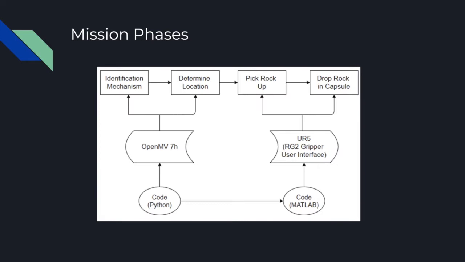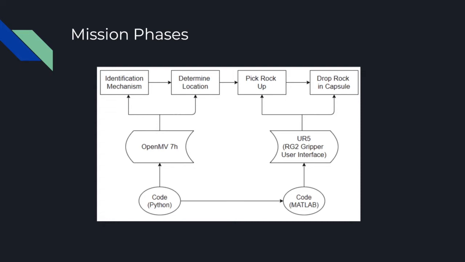The workflow of the system starts with processing image data from the camera feed. The microcontroller attached to the OpenMV camera has a Python-based source code that analyzes and detects desired objects from the images. That information, including coordinates of the detected rocks and their sizes in pixels, is then sent to the MATLAB source code on the host computer for further processing.